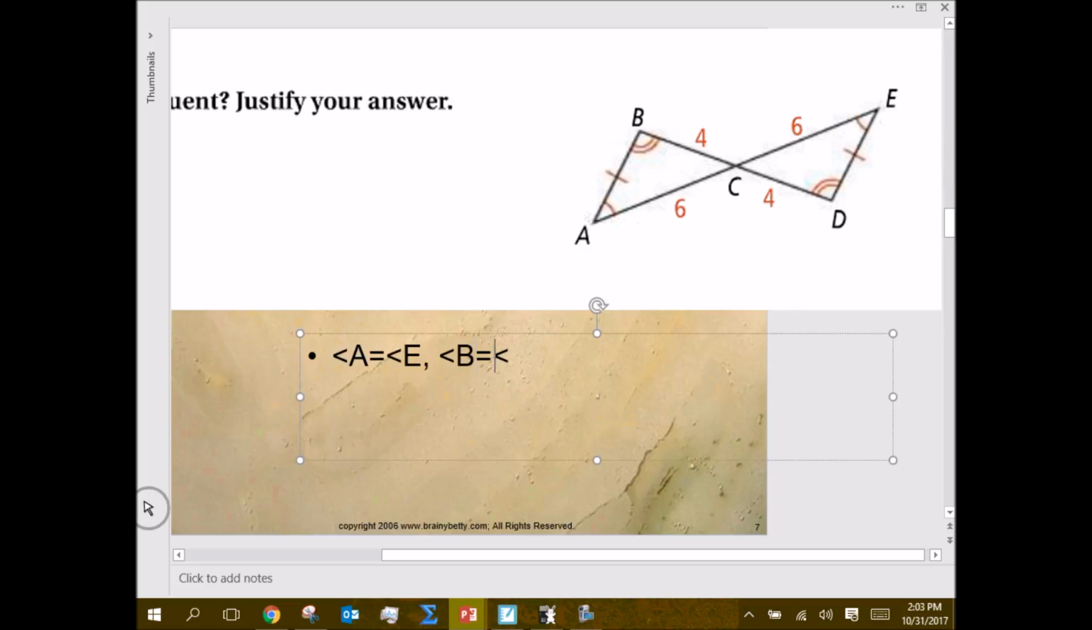Equal. There you go. All right, so A to E and B to D. Now, what's the third grouping of angles? C to C. Okay, be careful with how you name that, though.